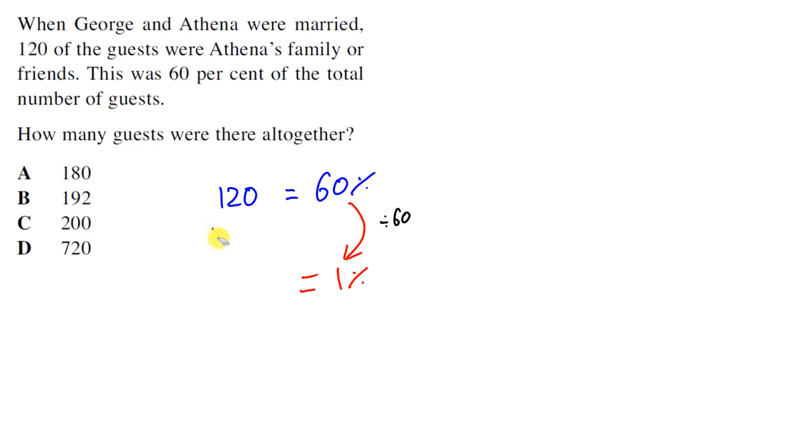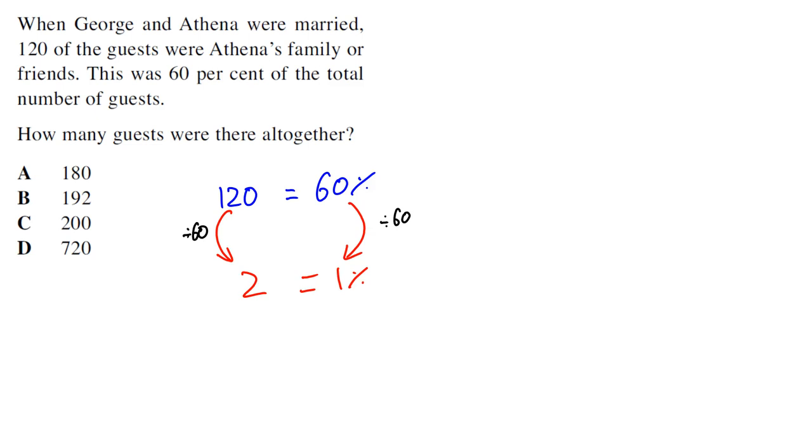So moving along, we need to do the exact same thing that we did to 60. We also need to do that to the 120. So, same sort of operation. We are going to divide by 60. And 120 divided by 60, fairly straightforward, is just 2. So, what does that tell us? That tells us that 1% of all the guests is 2 people.